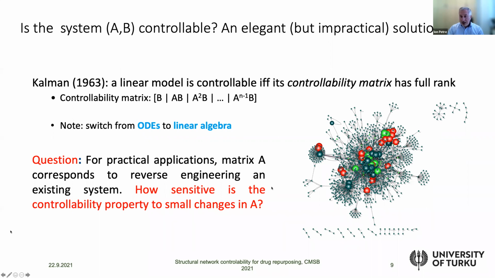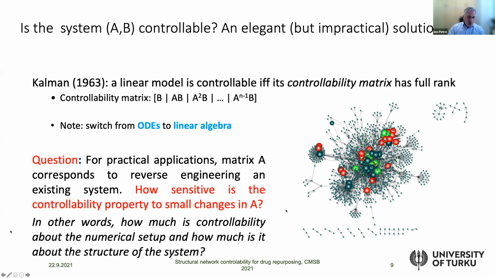So the question here is, how sensitive is the controllability property to small changes in A? Because you might not be able to really measure exactly all the entries in this matrix A. So if there is a little bit of uncertainty in the weights of this matrix, how sensitive is that? So that's one question. Another question is, what do you do if you actually don't know matrix A, or you don't know it completely? But I'm going to open that up in just a moment. But for now, I focus just on this question: how sensitive is it?